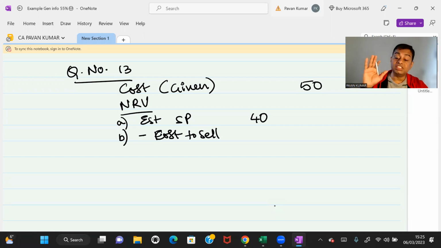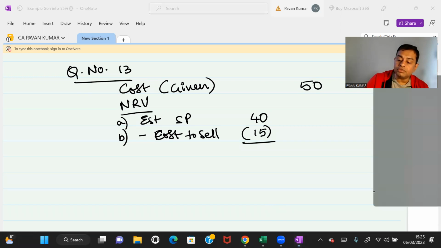But to sell it at 40, you had to spend 15 rupees again. Why? Again, there is a story. Because of some water, the envelopes have become defective. The glue has something spoiled. And then you reworked. But finally, you had to spend 15 rupees to sell it. If you do not spend this 15 rupees, you cannot sell the product. So net realizable value is 25.